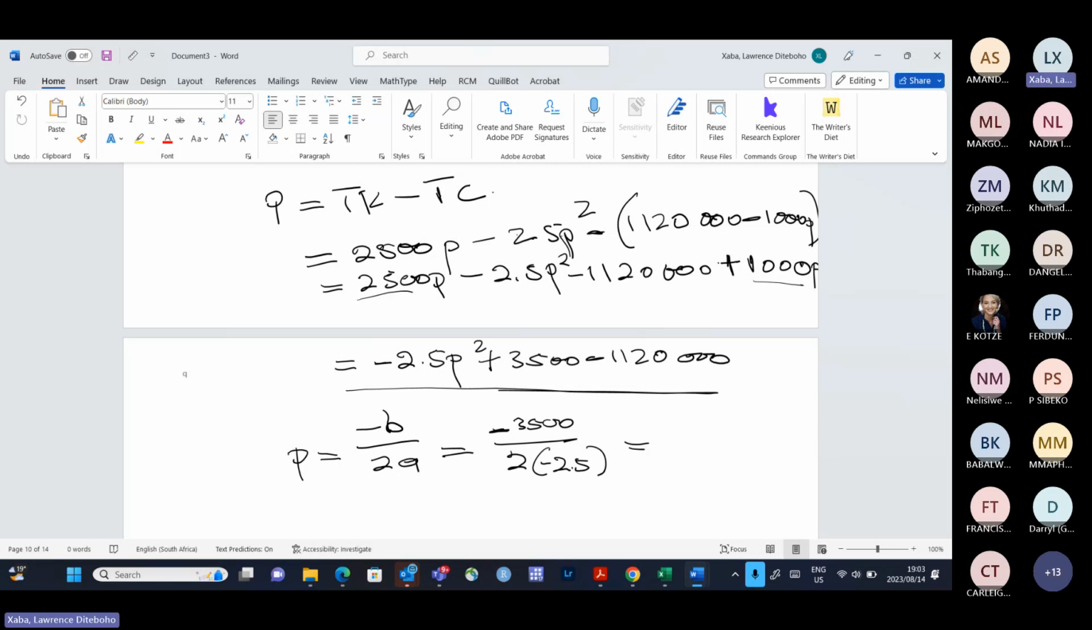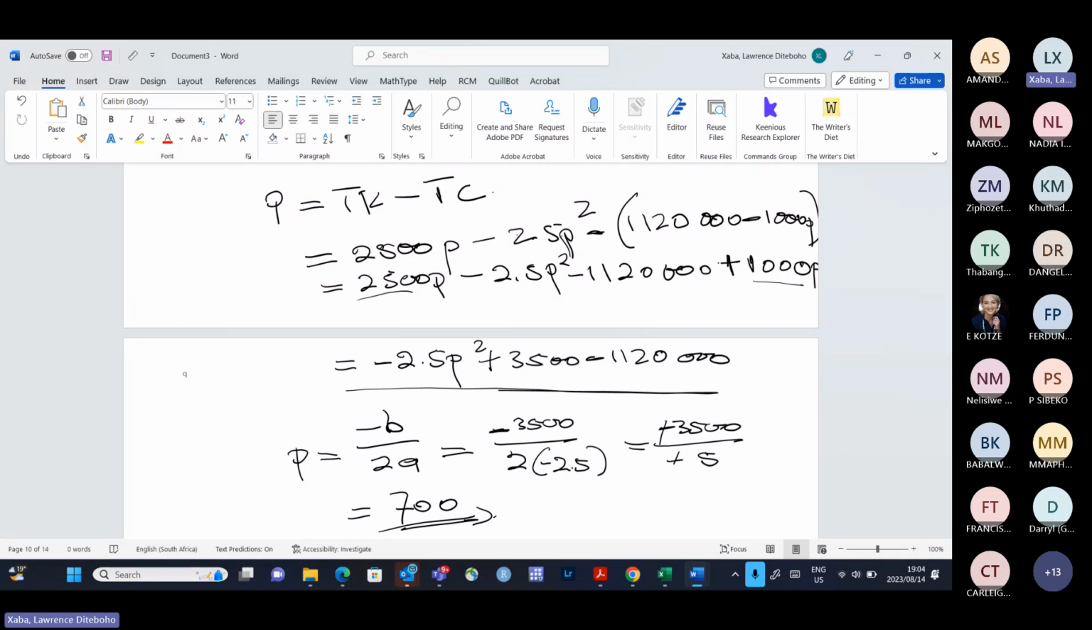Then we simplify it. When you simplify it, we end up having 2 times 2.5. We have negative 350 divided by negative 5. Then we simplify it. That negative will go and that will go. Then 350 divided by 5, we have 700.